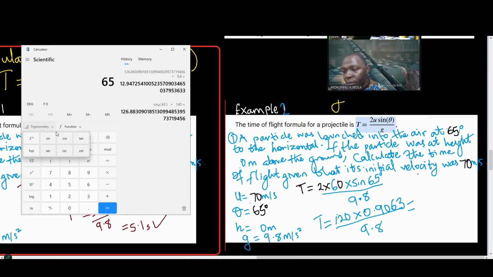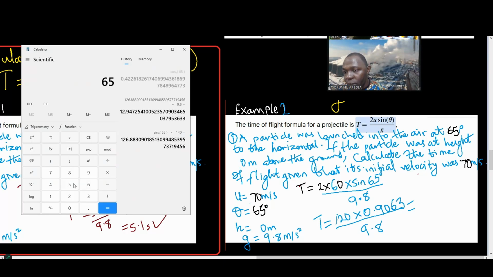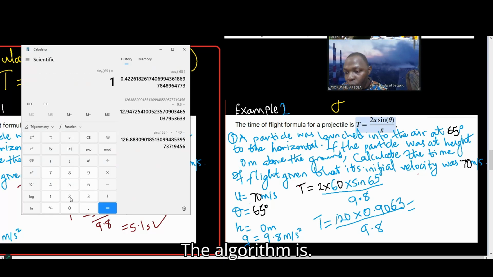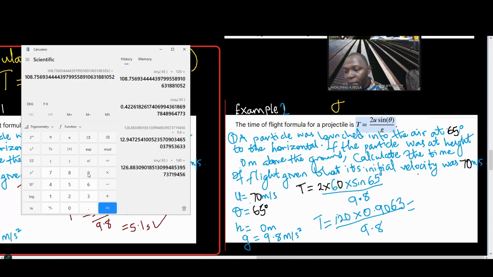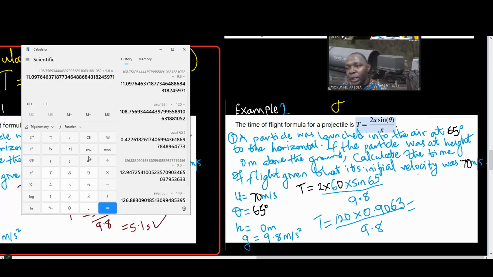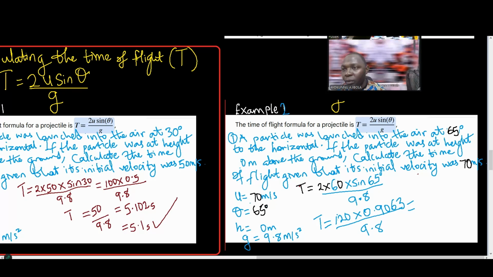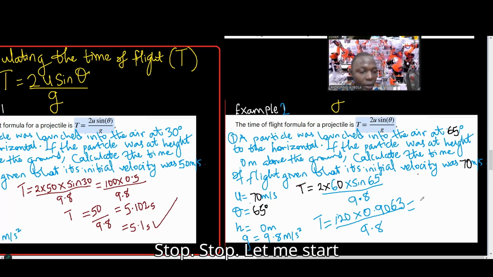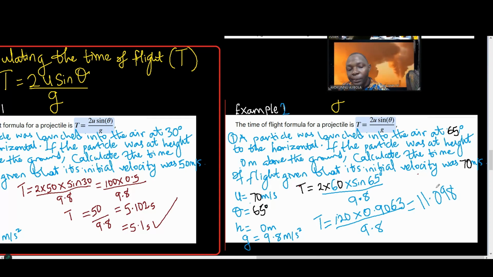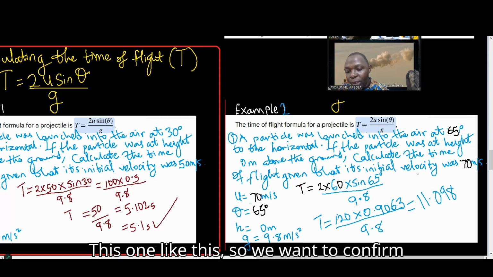Okay, let me try it again now. Sine 65 times 120 divided by 9.8. So I got 11.098, right? 11.098. Hope you are following. Yes, sir. Okay, now let's try it on the page.